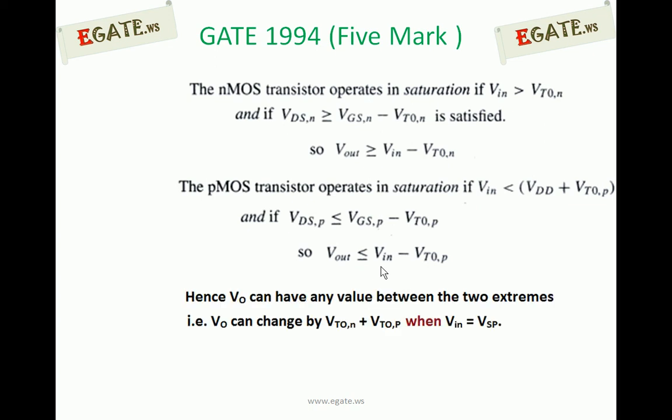Hence we can say that V0 can have any value between two extremes, that is, V0 can change by VTN plus VTP when V input is VSP.